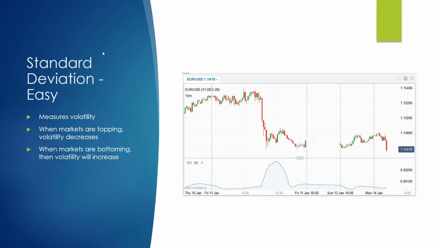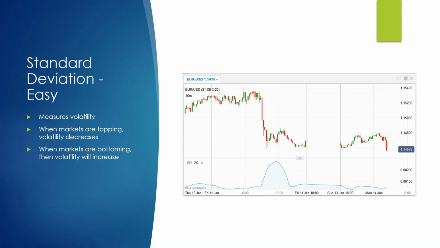Now, there is also the standard deviation. Remember last week we talked about the Bollinger Bands? The standard deviation is encompassed in the Bollinger Bands, but it also is a separate indicator in and of itself. To me, it's very easy. It does measure the volatility of a market, very similar to the ATR that I showed last week.